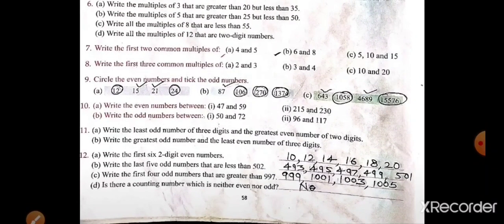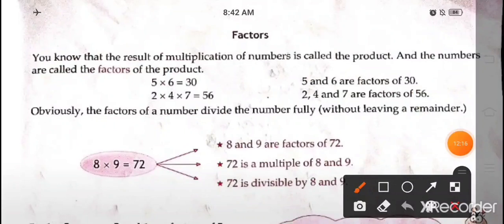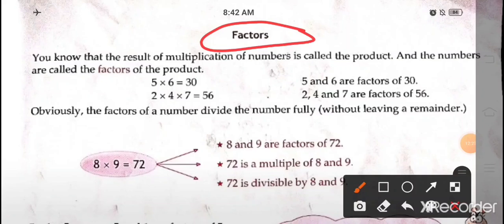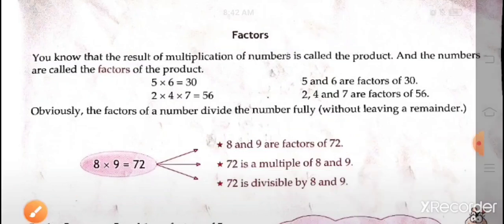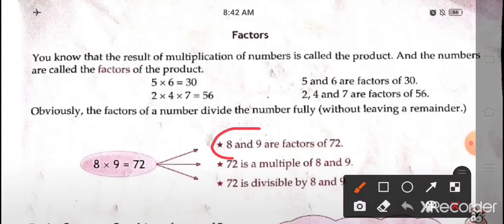Now the next is factors at page number 59. Okay, so for example, 8 multiply 9 equal to 72. So 8 and 9 are the factors of 72. 72 is a multiple of 8 and 9. 72 is divisible by 8 and 9. So 8 and 9 are the factors of 72. Okay.